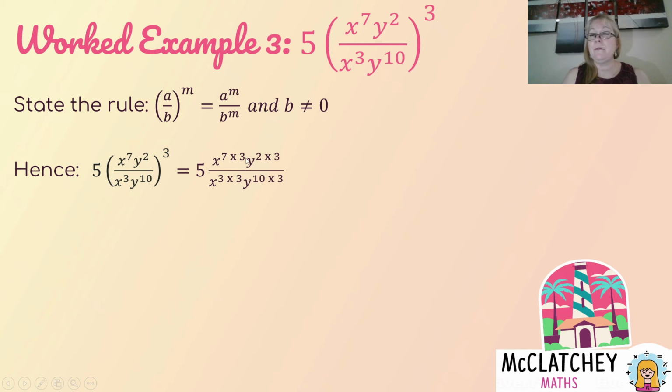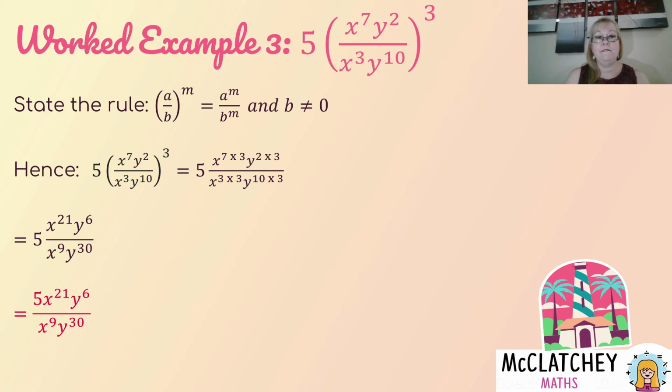So 7 times 3 makes 21. 2 times 3 makes 6. 3 times 3 makes 9. 10 times 3 makes 30. And so you'll notice here that the 5 is sitting out the front because the 5 was multiplied by everything in the brackets. I could also rewrite that like this.